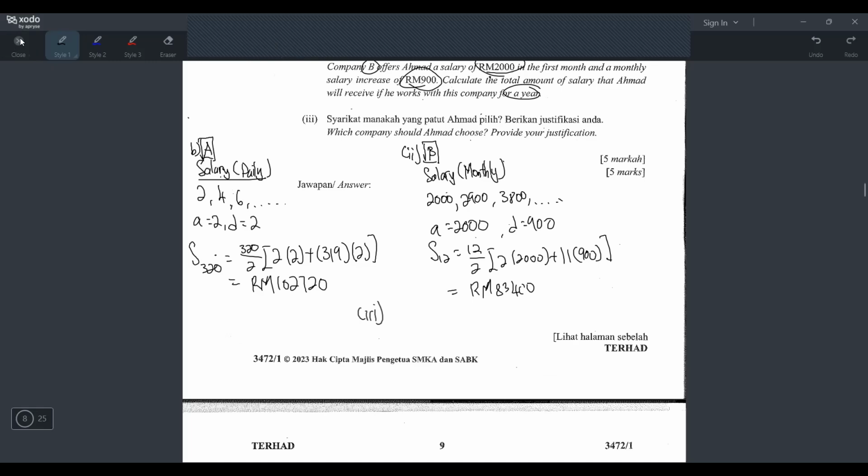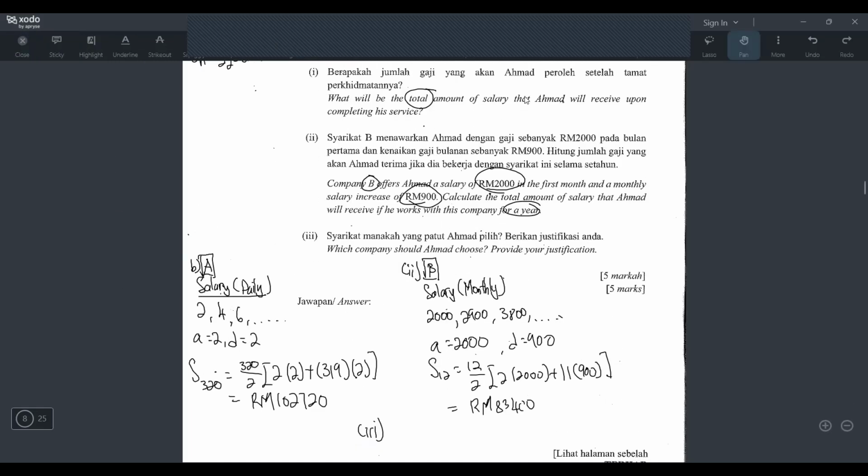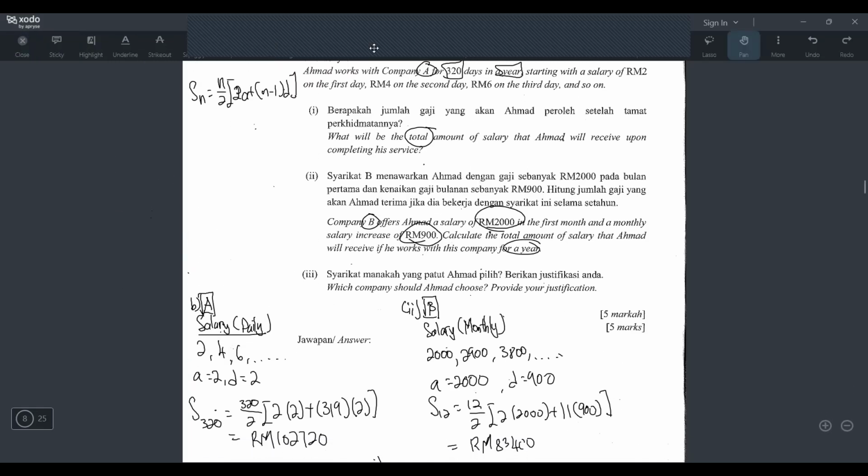Provide your justification. Okay, if you look at question number one, you are also finding for 1 year, right? Because question number one, you are calculating for company A, right? But you are calculating for 320 days, and he also works for 1 year. It's just that in company A, they count their salary day by day, daily. But this is still the salary for 1 year. Even though you are finding S320, it's still for 1 year because 320 represents 320 days. And the question already says here 320 days in 1 year. So this is the total salary for 1 year.